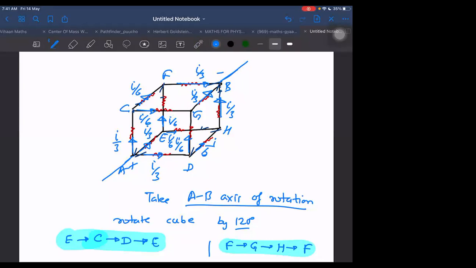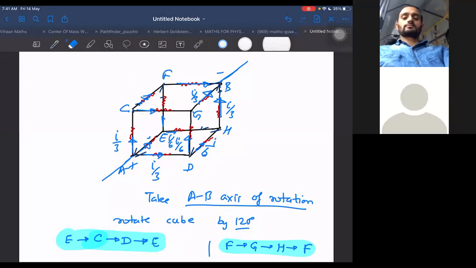But do I need all this? I don't need all this. I could have just taken only a few of them. For example, no need to take this, no need to take this. I just should know that these are I by 6, but I don't need to draw all this here. Let me remove this.